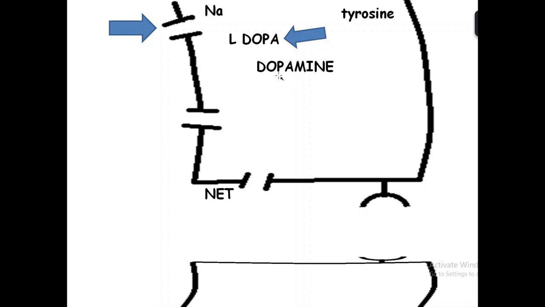The second step involves transport of dopamine into the synaptic vesicle, where the enzyme dopamine beta hydroxylase converts dopamine to norepinephrine. In the third step, arrival of the action potential triggers opening of the calcium ion channels and influx of calcium into the neuron. The increase in calcium causes the synaptic vesicles to fuse with the membrane and release its contents into the synapse.